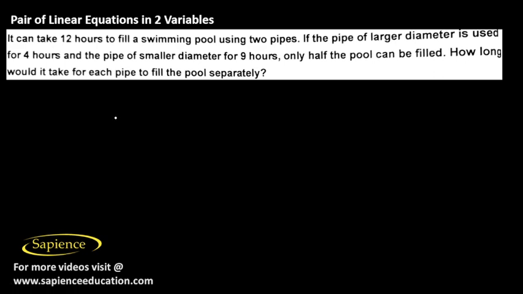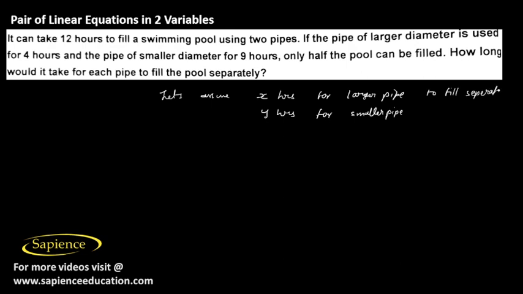It takes 12 hours to fill a swimming pool using two pipes, and one of the pipes is of larger diameter, one of the pipes is of smaller diameter. So let us assume it takes x hours for the larger pipe and y hours for the smaller pipe to fill the pool separately. So if you use only the larger pipe, it will take x hours, and if you use only the smaller pipe, it will take y hours for the pool to get completely filled.